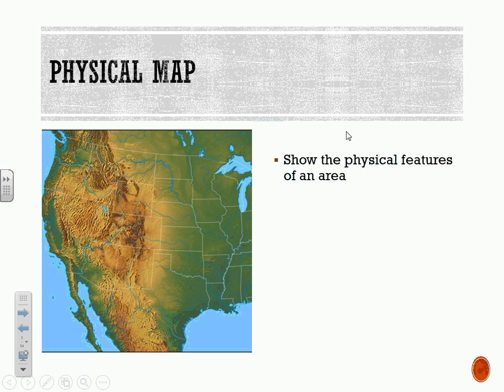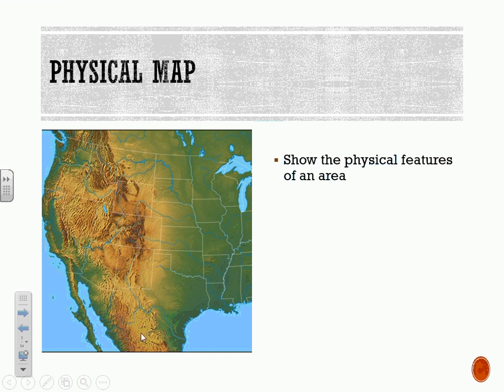A physical feature would be something like the mountains, the rivers, the lakes, the Gulf, or oceans. You also see deserts and plains and wooded areas. Those are your physical features. So a physical map is going to show you those physical features on there.